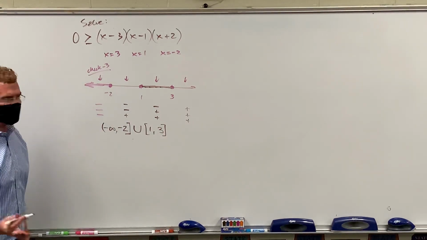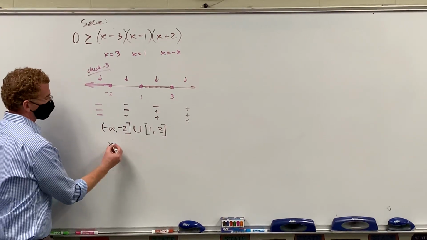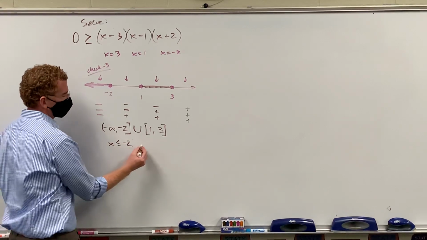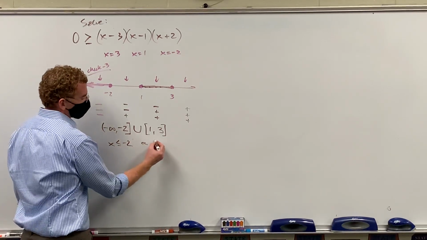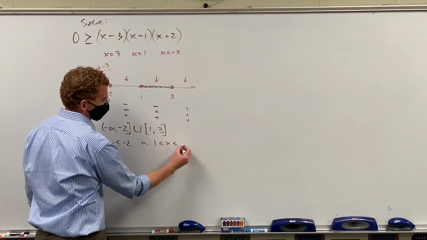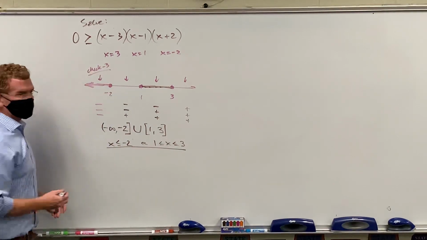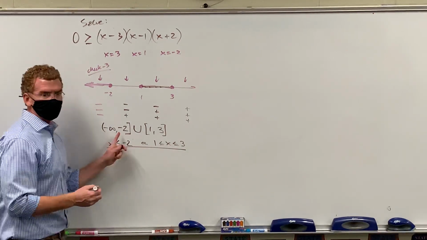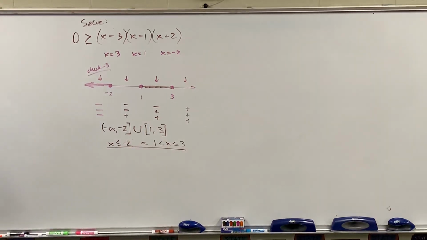But if I didn't say interval notation, you could say all the x's smaller than or equal to negative 2, or 1 less than or equal to x less than or equal to 3. They mean the same thing, but if anybody ever asks you for interval notation, make sure that you give it to them. Not too bad?